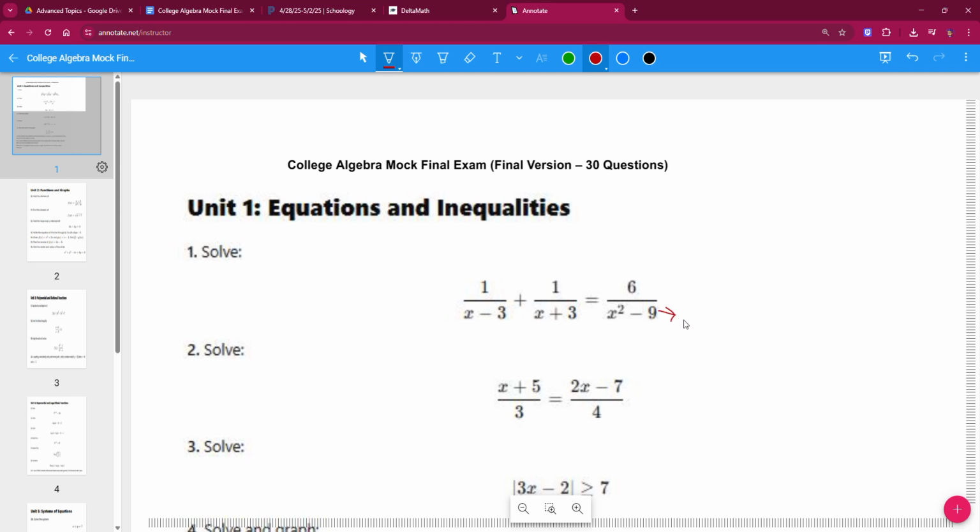So this guy actually factors to x plus 3, x minus 3, difference of perfect squares. And I need to multiply everything by this least common denominator, which will always be this one that factors out. So if I multiply this throughout the whole thing, so that times that, that times that, and then here.